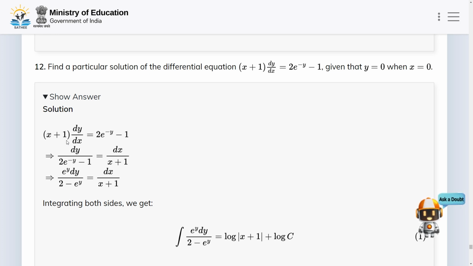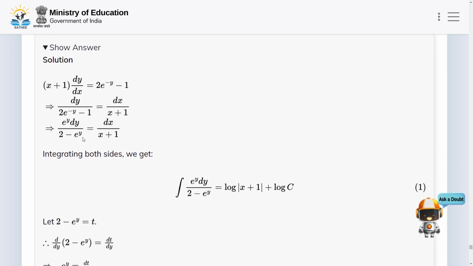(x + 1) dy/dx = 2e^(-y) - 1. You can use separation of variables. Applying separation of variables, you will have e^y dy divided by (2 - e^y) is equal to dx divided by (x + 1). Now you can directly integrate both sides.